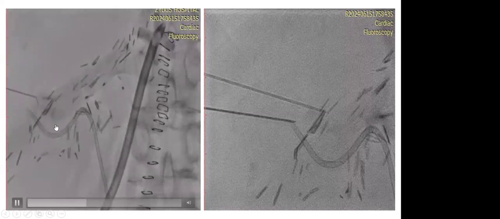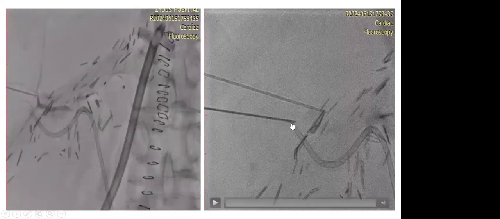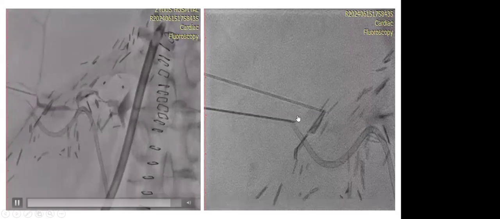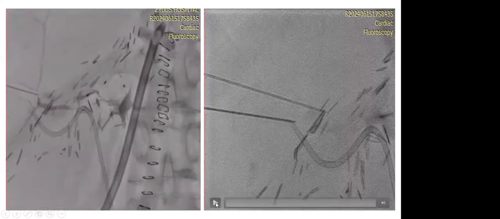So first we punctured and we were not able to put the wire. So we thought that we'll put another Chiba needle and try to target this area. But that was also not successful. But after 2 hours of attempts, we were able to put a wire from the upper needle. That is our primary needle.